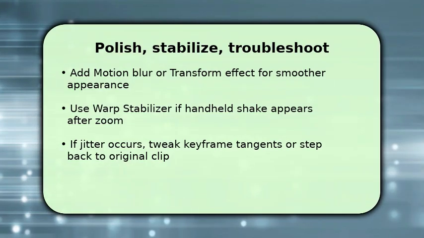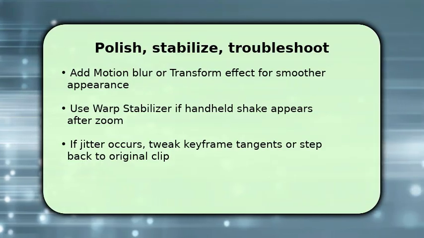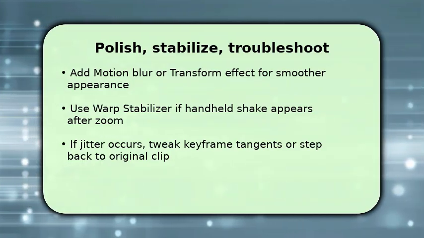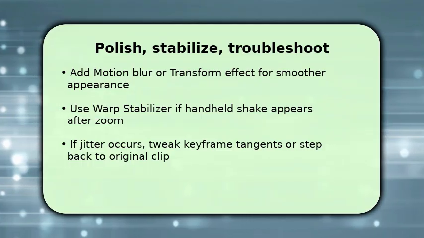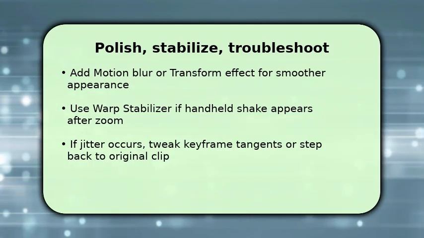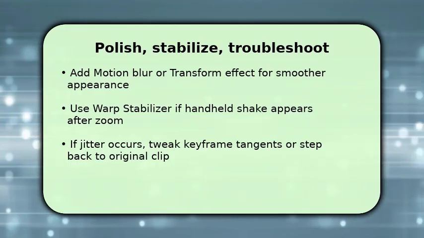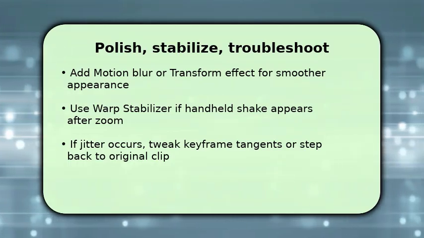Once done, render a small preview to inspect for artifacts. If you see jitter, revisit keyframe tangents in the graph editor and reduce abrupt slopes. And if scale causes quality loss, undo to a slightly smaller final scale or use higher resolution source footage as a fix.